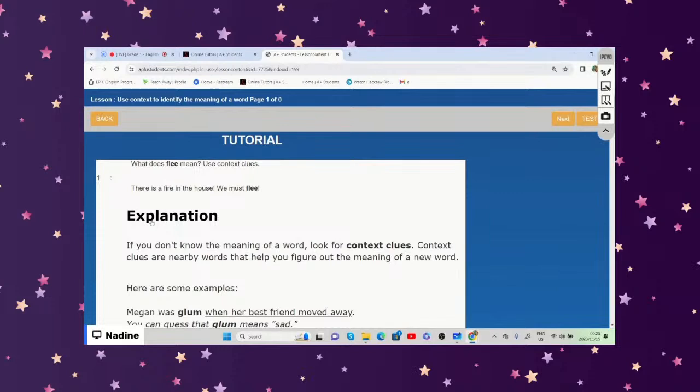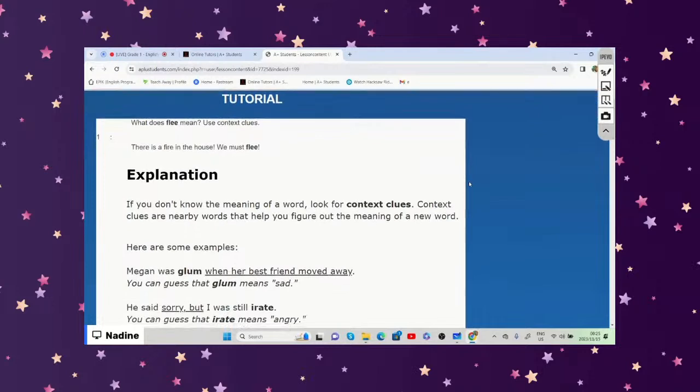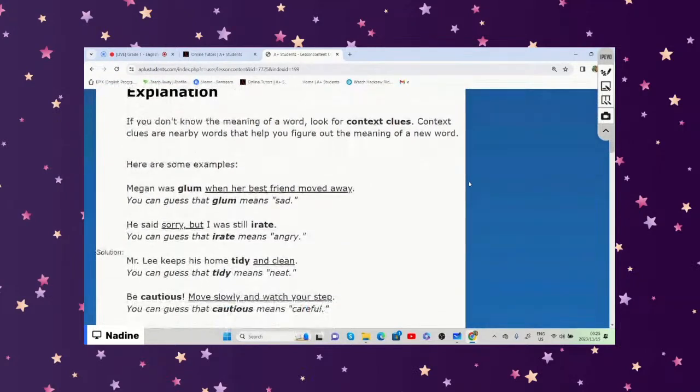And if you don't know the meaning of a specific word, you need to look at the context clues. There are hints and clues within the sentence that will tell us what these words really mean. Context clues are nearby words that help you figure out the meaning of a new word. So context clues will help you find out the meaning of a new word. And here are a few examples.